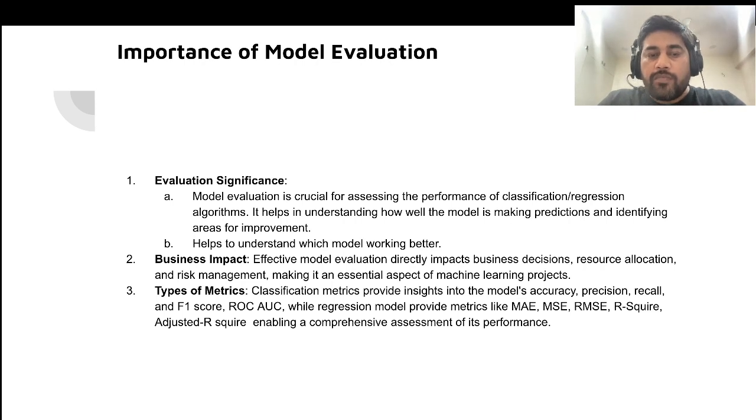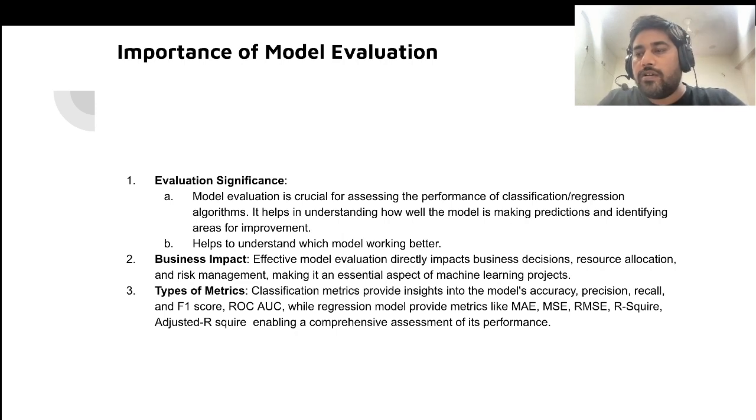Basically, evaluation of the model is crucial for assessing the performance of the classification or regression algorithm, and it helps us understand how well the model is making predictions and identify areas of improvement. It also helps us understand which model works better and what the accuracy is.